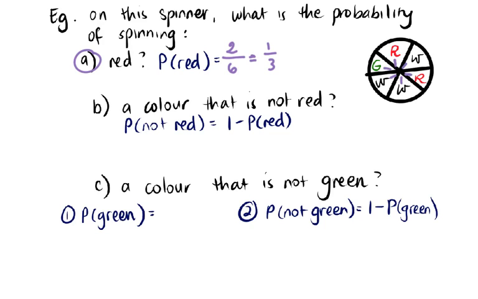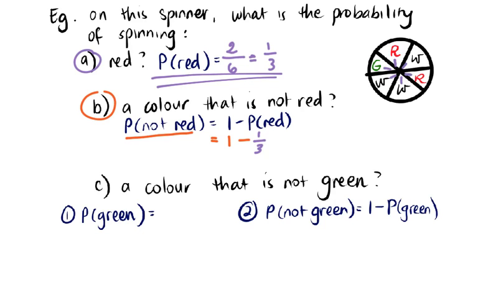Let's look at B. It says a colour that is not red. So now what we want to do is calculate the probability of not getting red. So what we're going to do is use that formula that we discussed earlier. So as you can see here, we've got the probability of not red equals 1 minus the probability of red, which we actually calculated in part A. So the probability of getting red is 1 over 3.